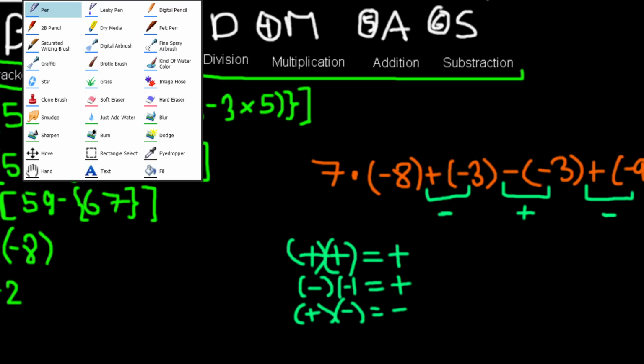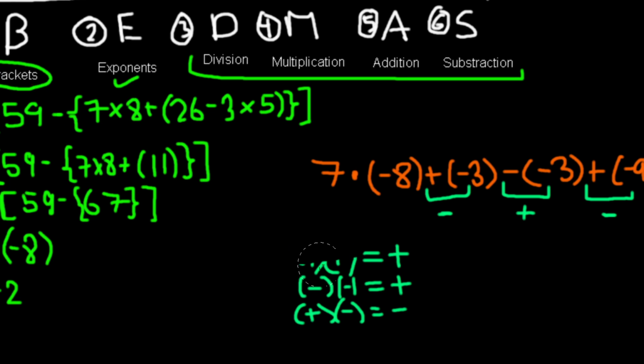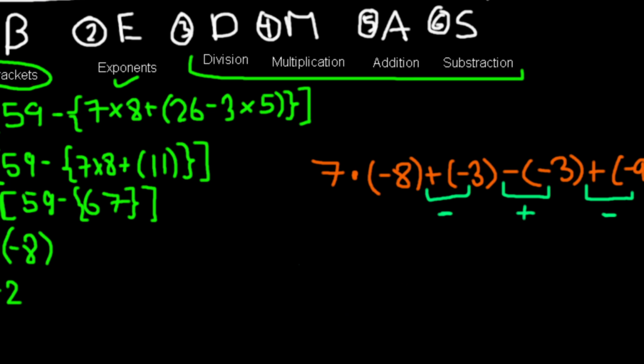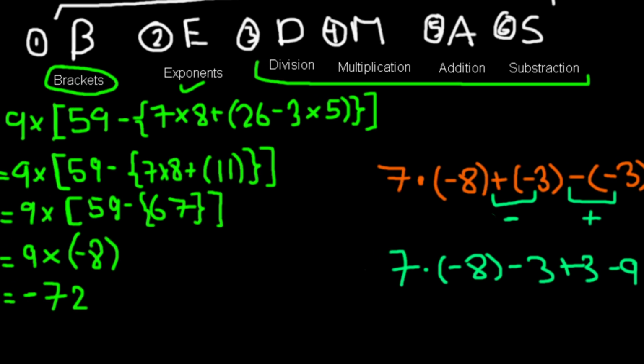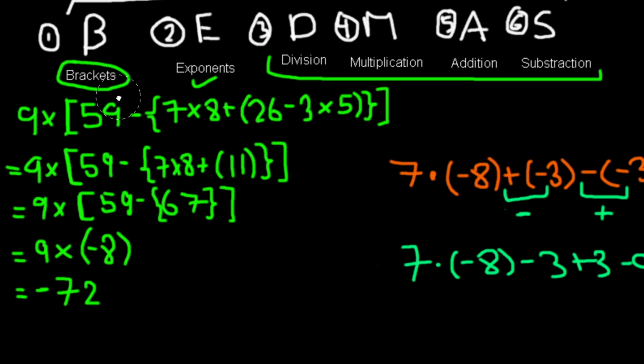By simplifying this expression, you can write it as 7 times negative 8, that doesn't change, minus 3 plus 3 minus 9. Alright, so that was some background information on BEDMAS and some questions involving integers with negatives and positives. Alright, hope you enjoyed.